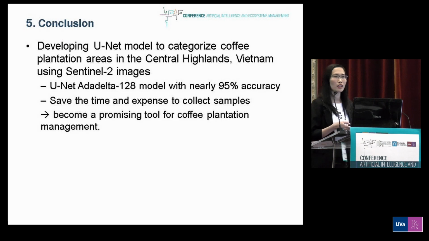So in conclusion, in this research we studied developing deep learning models, especially UNet architecture, to classify the coffee land cover changes over 3 years in Vietnam, and we see that our UNet Adadelta 128 model, with nearly 95% accuracy, is the best model. It helps us save time and expense in collecting samples and generating the crop planting map, and maybe it can become a promising tool for other plants in the forest.